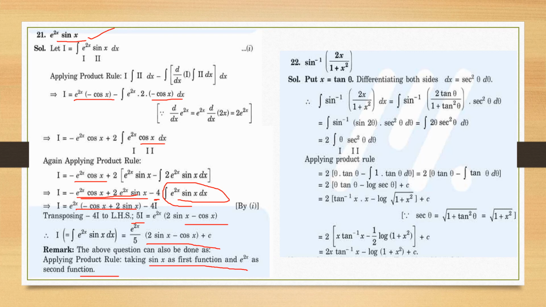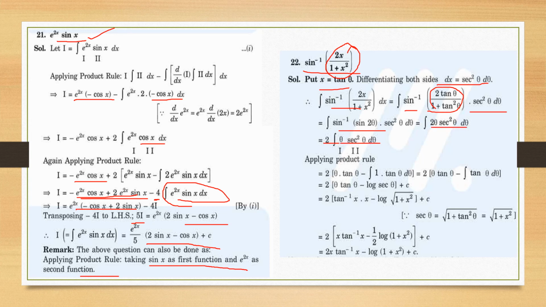Okay. Sin inverse 2x upon 1 plus x square, you are very well familiar with this question. Here you need to put x as tan theta because I need to eliminate this sin inverse. Okay, so dx is secant square theta, so this becomes sin inverse of 2 tan theta upon 1 plus tan square theta, times secant square theta. So this is the formula for sin 2 theta and we get just 2 theta secant square theta.